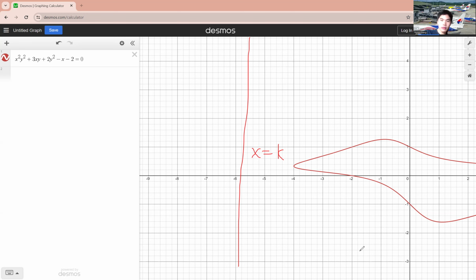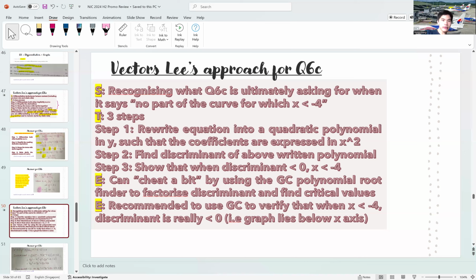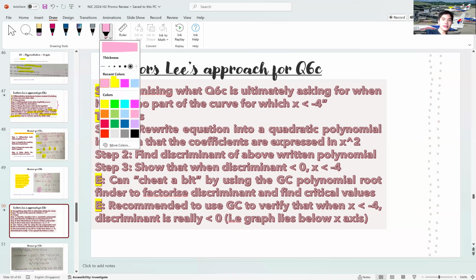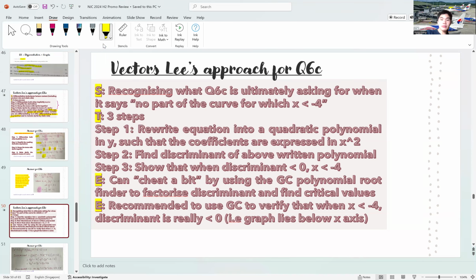So, switching back to my PowerPoint slides, I'm going to use the discriminant method. It's like saying, okay, show that when x is less than -4, there is no part of the curve that exists, or find the set of values which x cannot take. Is this a kind of similar question?